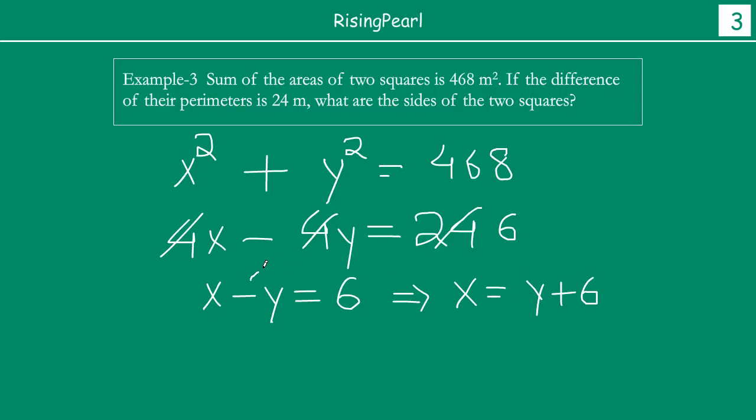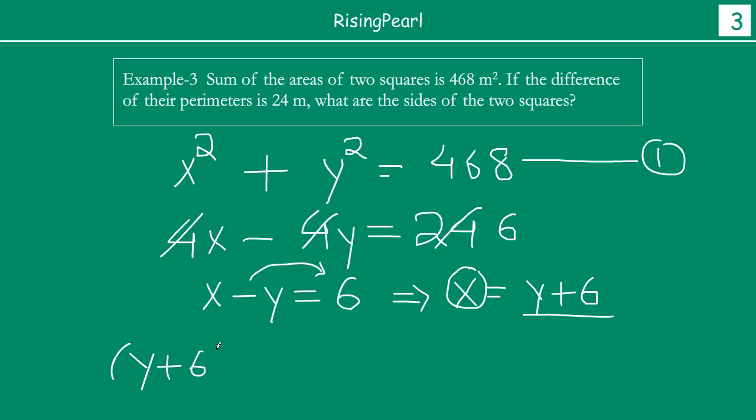By taking the y on the other side, we are just trying to write one unknown in terms of the other unknown. Why are we doing that? So that in this first equation we can put this value. Instead of x here, we are going to put this. So what you will see is you will have y plus 6 whole square plus y square equal to some number which is 468.